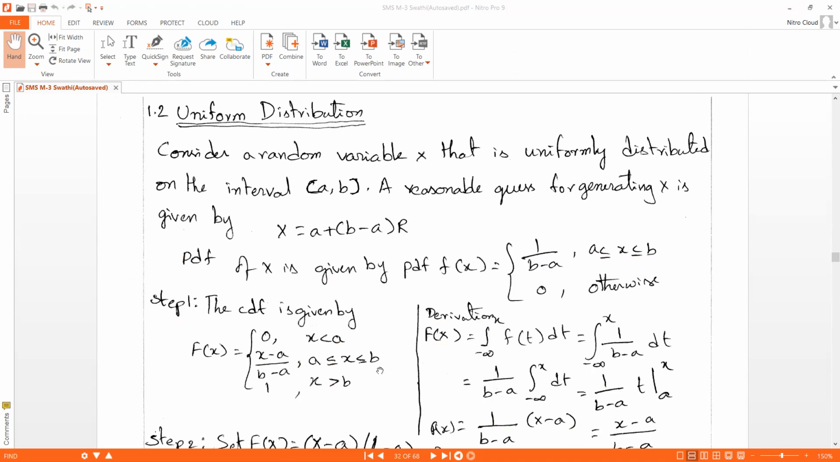Now we'll see the uniform distribution. Here in uniform distribution, consider the random variable x that is uniformly distributed on the interval a comma b. A reasonable guess for generating x is given by x equal to a plus b minus a into r.